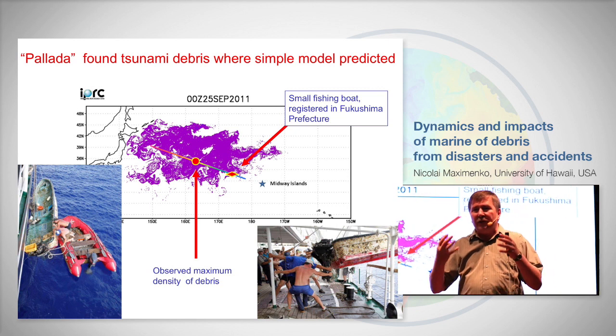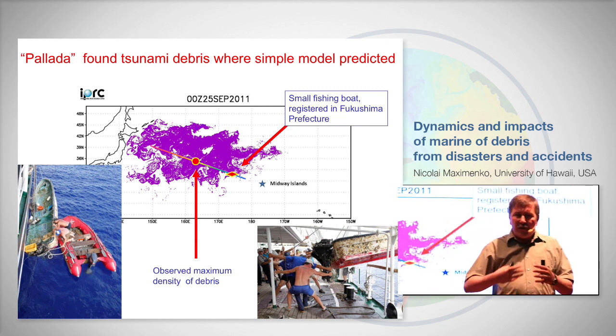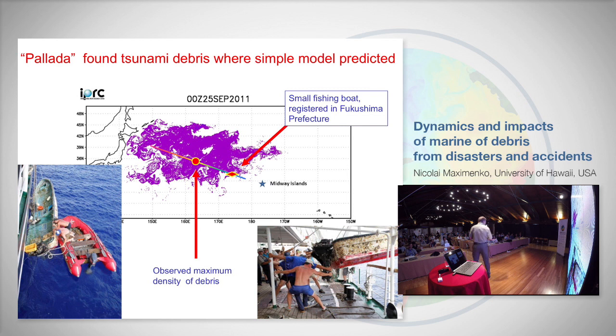And he had 200 young eyes, pairs of eyes. So he arranged a continuous watch, and amazingly, right west of Midway, they picked up the first tsunami boat, and later this boat was traced back to the owner in Japan. Unfortunately, the owner did not survive the tsunami. But what is most important, they observed floating objects all the way to Japan with maximum concentration around here.